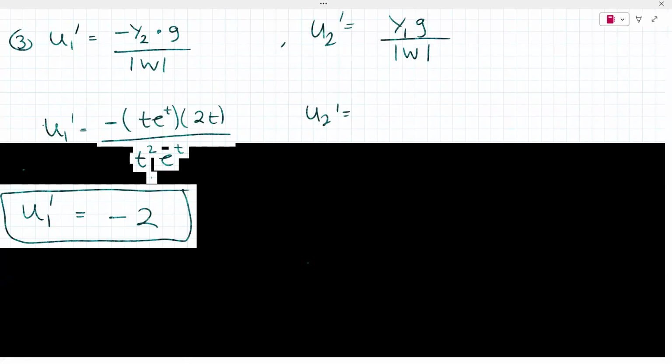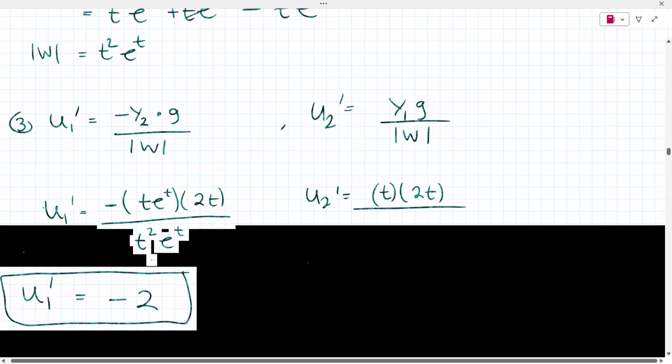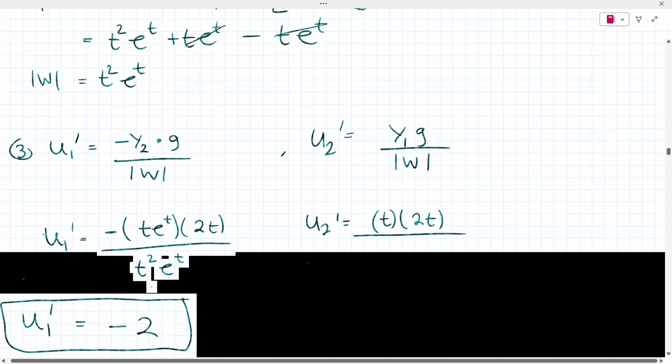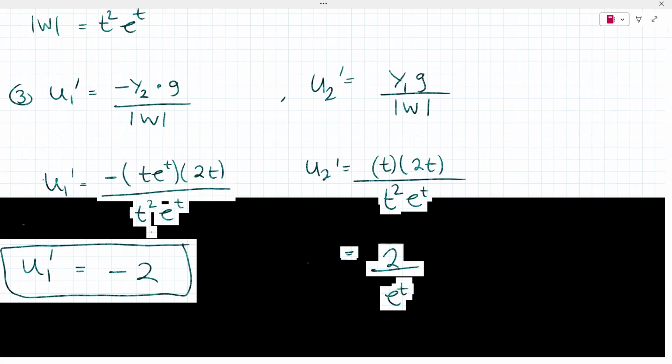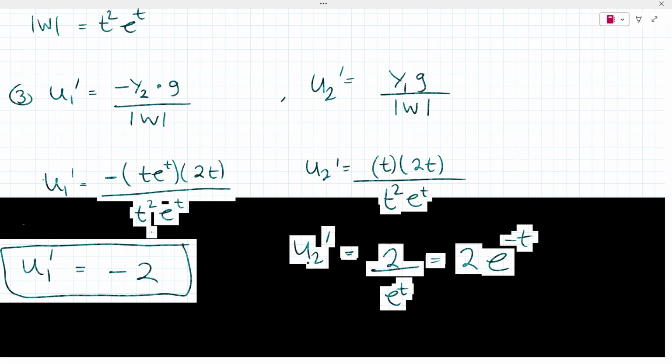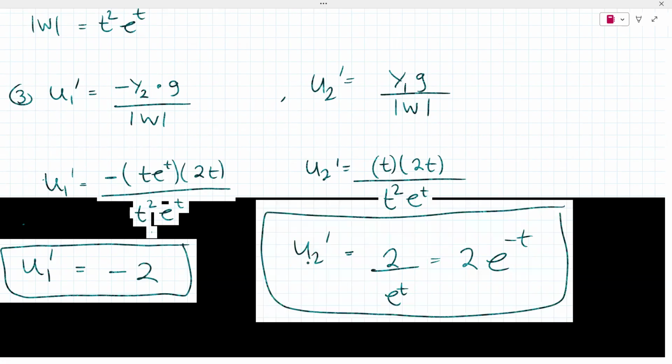So my y1 is t, my g is 2t, all over the Wronskian determinant, which is t squared e^t. And when you clean that up, some of the t's cancel, so you're just left with 2 over e^t, but you can also rewrite that as 2e to the -t, right? This is the same thing as this. So my u2 prime is that. Box it.